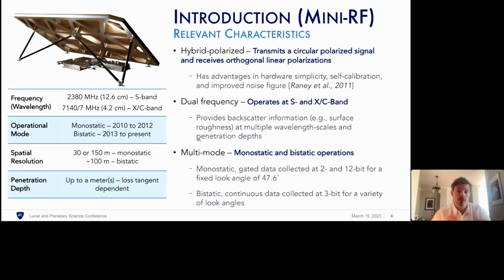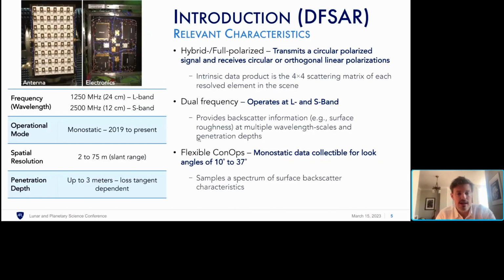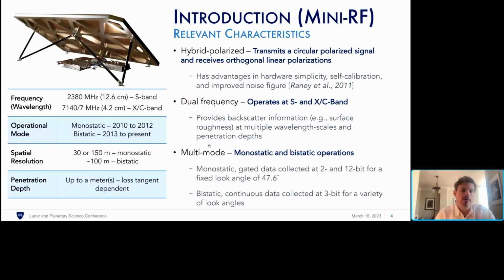Okay, so the first one we'll talk about is Mini-RF radar, which is currently operating on LRO. It was designed as a monostatic, what I mean by that is it both transmits and receives from the same instrument on the spacecraft. And it did that for several years, both at 12.6 centimeters and at 4.2 centimeters.